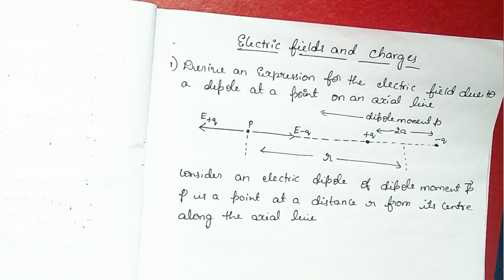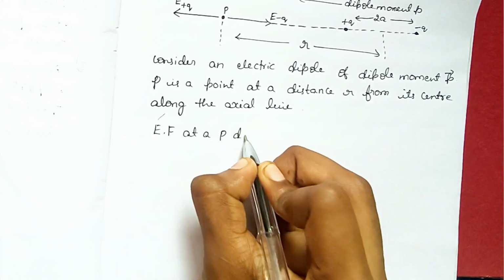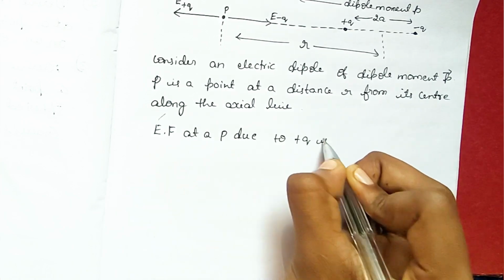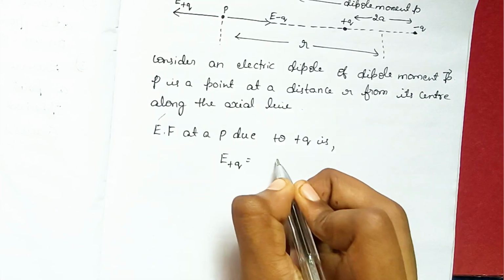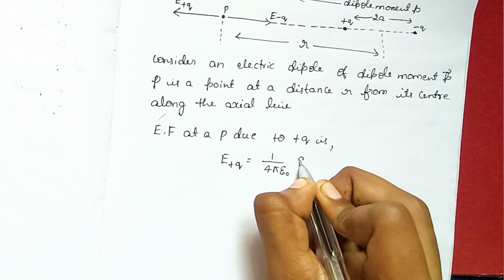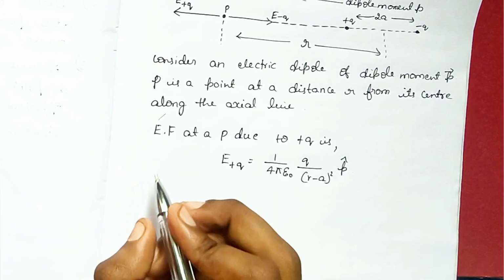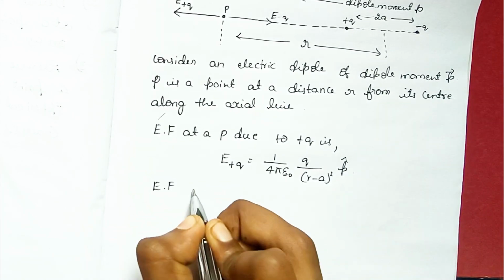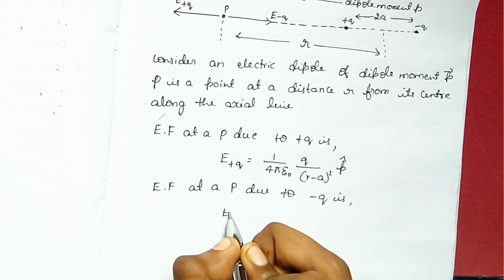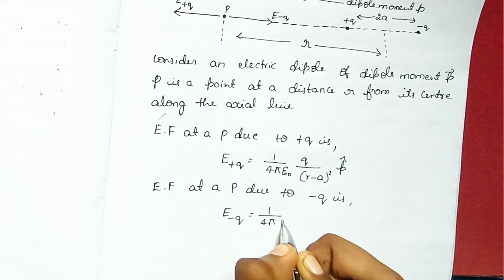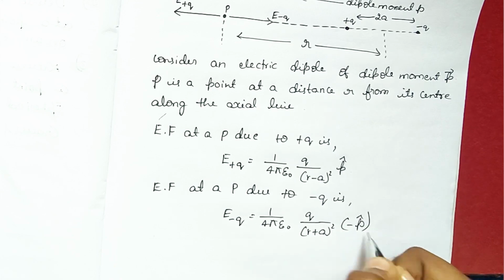Now we have to write the electric field at a point P due to plus Q. The electric field due to the charge plus Q is E plus Q is equal to 1 by 4 pi epsilon naught Q by (r minus a) whole square into P cap. Similarly, for minus Q, the electric field at a point P due to minus Q is E minus Q is equal to 1 by 4 pi epsilon naught Q by (r plus a) whole square into minus P cap.